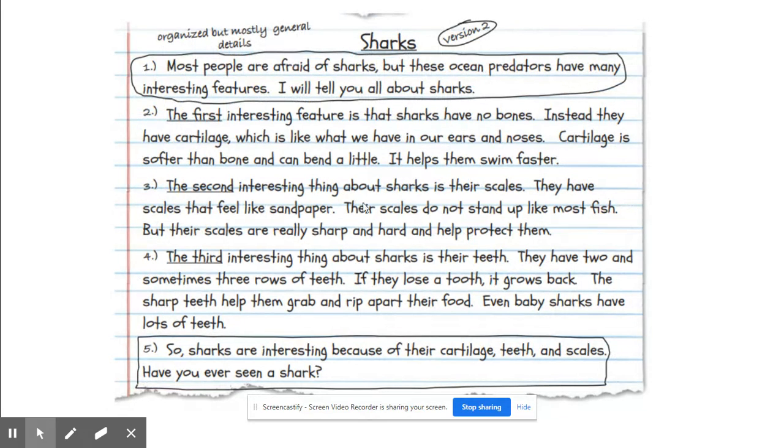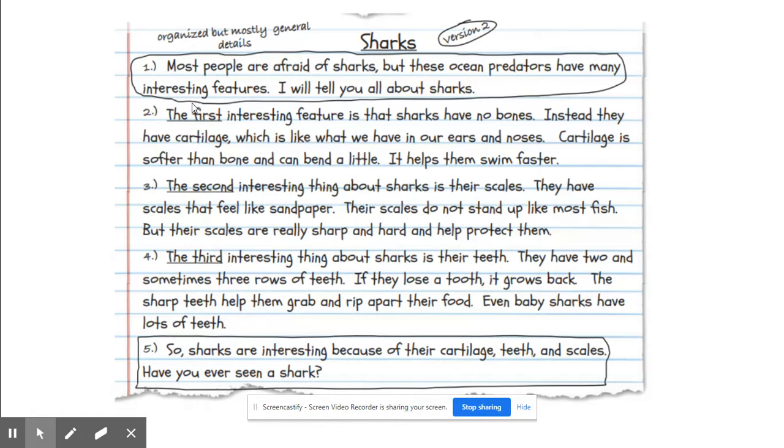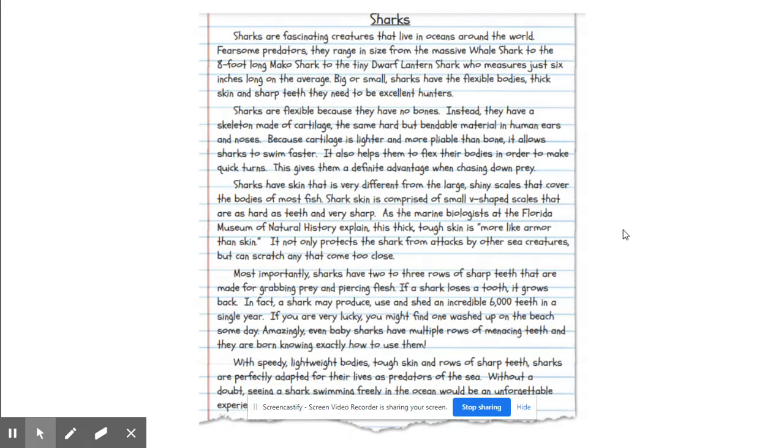So this version is better than the last because it's organized, right? We have an introduction, we have a conclusion at the end, and then we have reason 1, 2, and 3. And you'll even notice that they sequence their reasons by saying the first interesting feature, the second interesting thing, and the third interesting thing. So it is very organized. But these details are still pretty general. We want more descriptive language. So let's look at version 3.